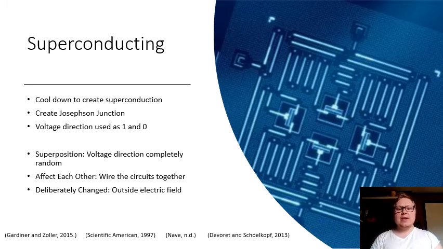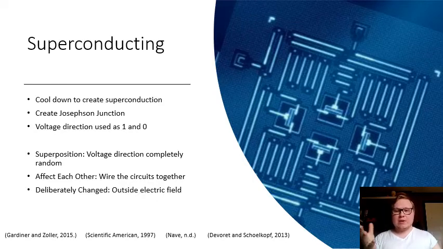Now this voltage will be an AC voltage, but unlike regular AC voltages, the change in voltage direction is not periodical, it's completely random. So we use the voltage direction as 1 and 0, where if you go clockwise it's 1 or anti-clockwise it's 0 or whatever. Now, the superposition is achieved by the voltage being completely random, meaning that until we know which direction the voltage is going, it exists in a superposition between both.